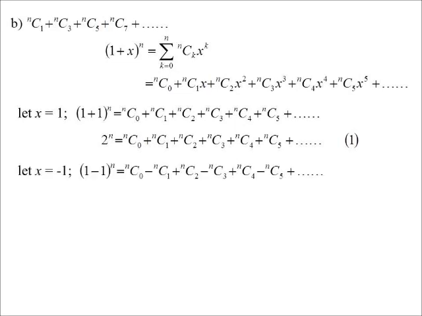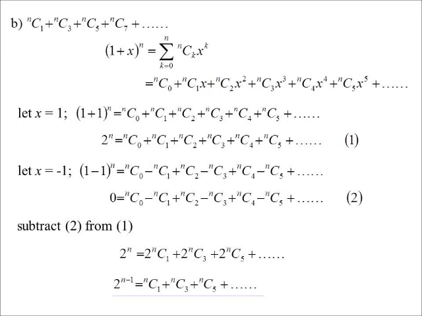Because I'll end up with nC0 plus nC1 plus nC2 plus nC3. That's not what they've asked though. They just want the odd ones. So I need to get rid of all the even ones. So what I do is now let x equal -1, and the signs will alternate. And I can create some simultaneous equations. So depending on whether I want the odd or the evens, I can add or subtract.